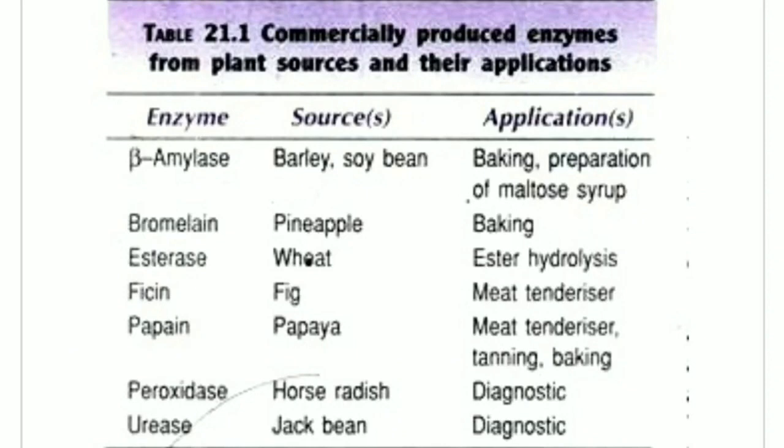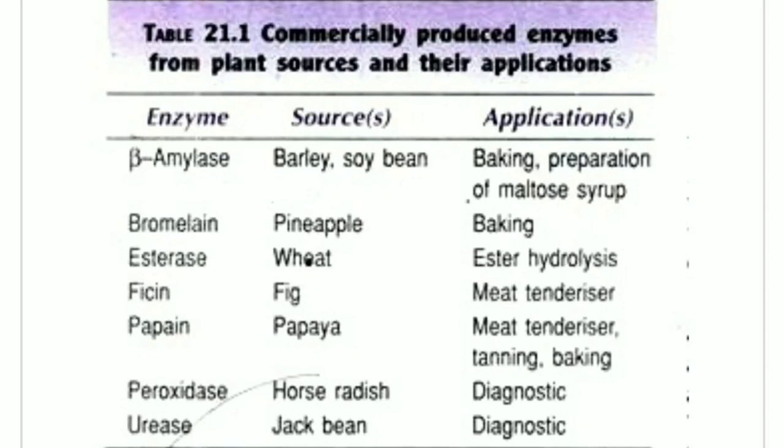The first one is beta amylase. It is obtained from barley and soybean. It is used for baking and preparation of maltose syrup. The second one is bromelain. It is obtained from pineapple and it is used for baking. The third enzyme, esterase, is obtained from wheat and it is used for ester hydrolysis.